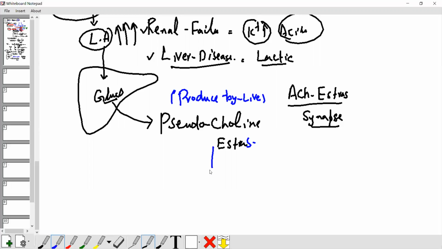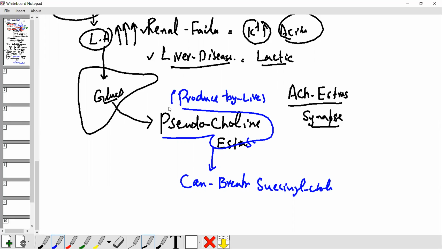This pseudocholine esterase enzyme can break down succinylcholine. If succinylcholine is in the blood, this enzyme can break it. Clear? So now you can understand: if a patient has liver disease, there is another problem. The pseudocholine esterase is not coming, so the breakdown of succinylcholine will decrease. So what happens? The succinylcholine level will increase.